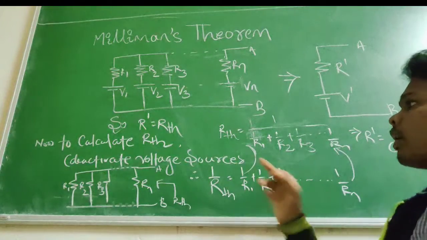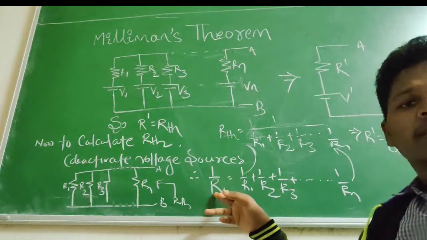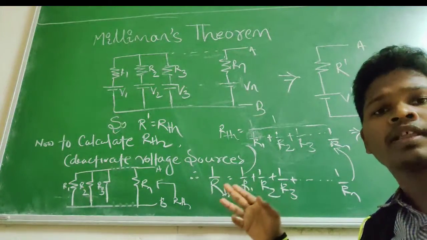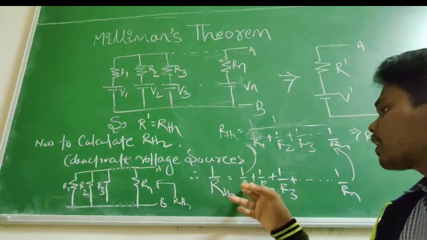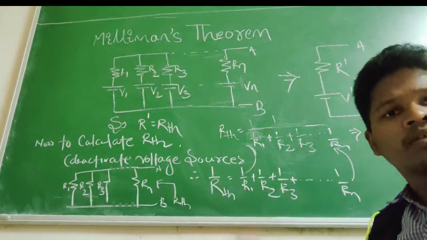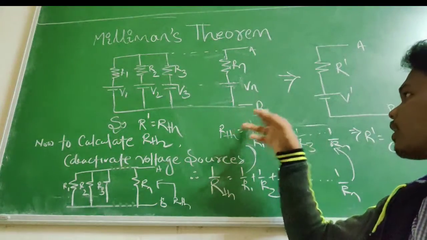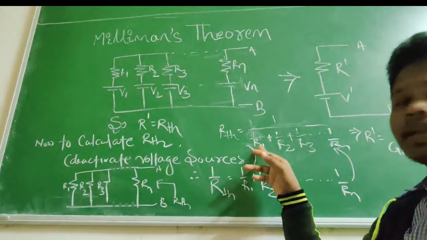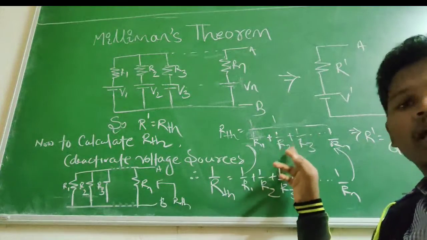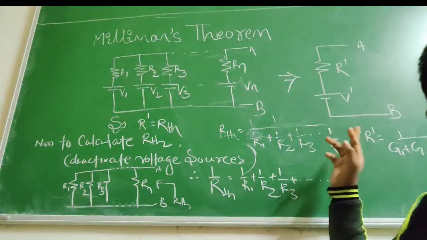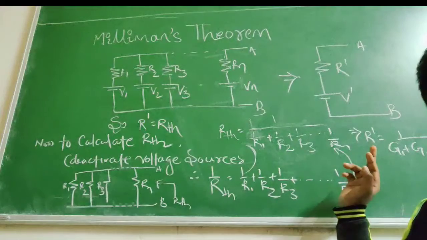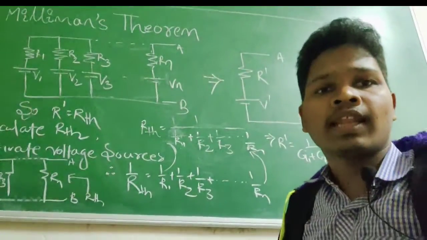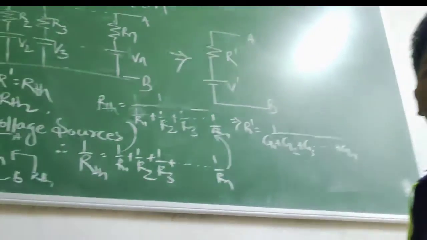Now see, if we transpose this RTH, Thevenin's resistance, to the numerator side, then it can also be converted to the denominator side. So RTH is equal to 1 divided by (1 divided by R1 plus 1 divided by R2 plus 1 divided by R3 up to 1 divided by Rn). Is it clear now? If it is not clear, then ask me in the comment section and I will clarify your doubt.